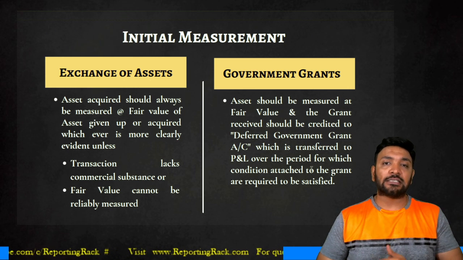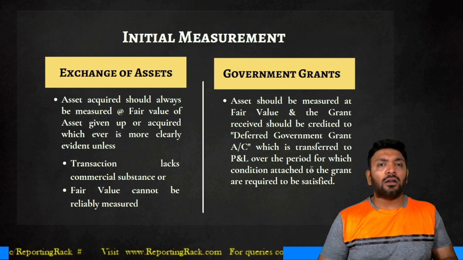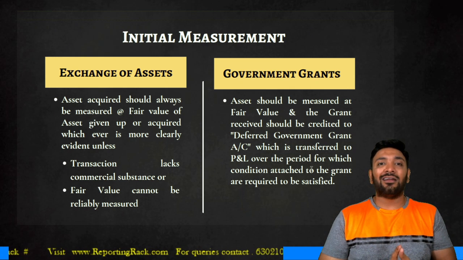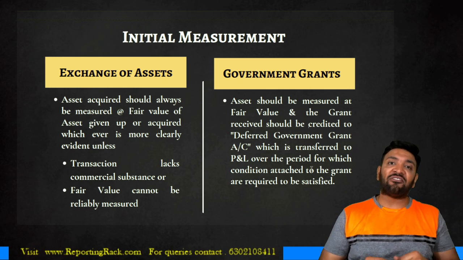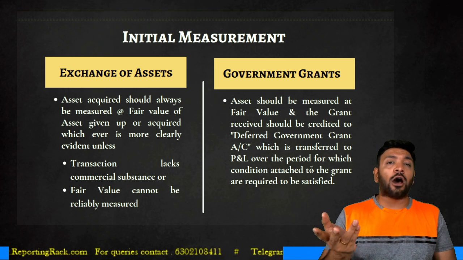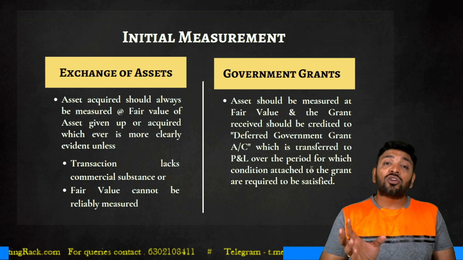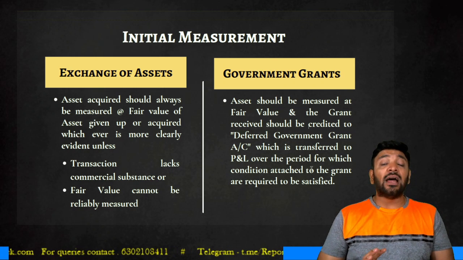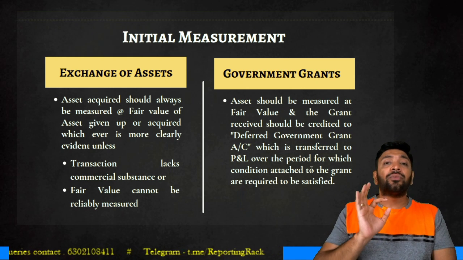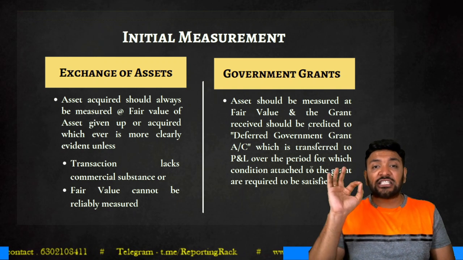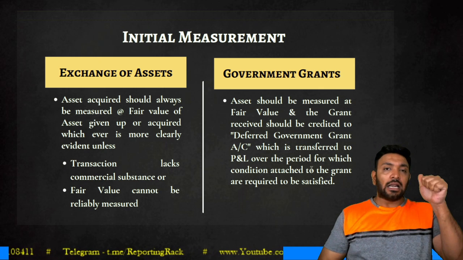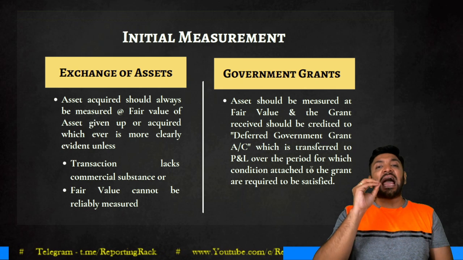So there is an exchange of asset. Which fair value is more clear? The new car fair value is more clear. The old car fair value is not reliable. Because if I exchange it, he'll give me 2.5 lakh. If I would have sold it, I would have only got 2 lakhs. If I would have given it to my friend or my brother, then I would have charged even less. So fair value becomes very subjective. That is the reason why he said whichever is more clearly evident. However, the asset acquired by exchange of another asset should not be measured at fair value in two situations. Number one, the transaction lacks commercial nature.